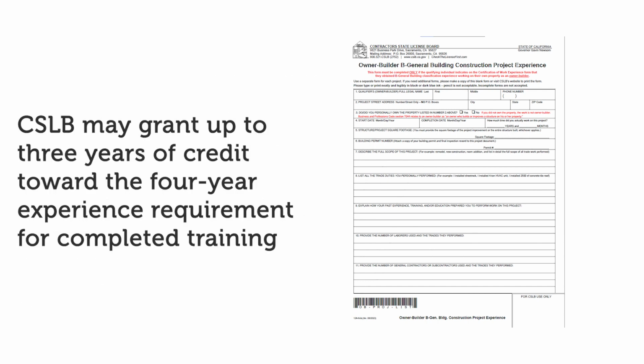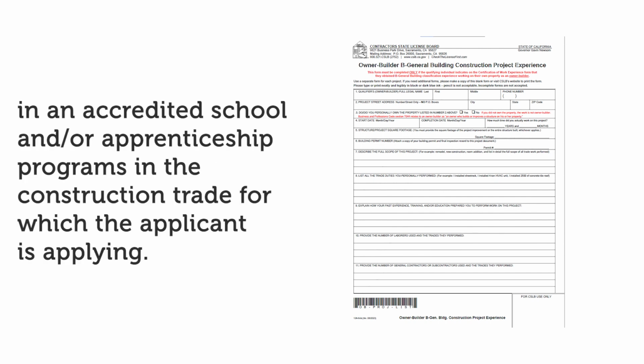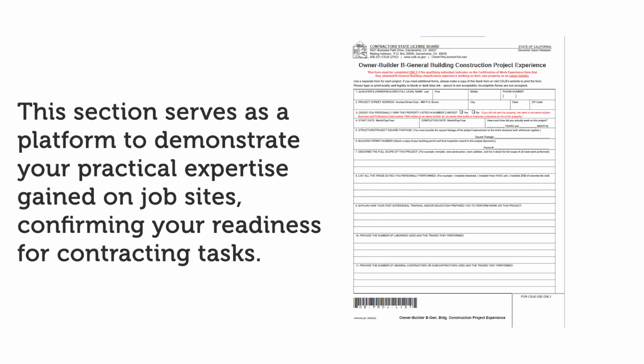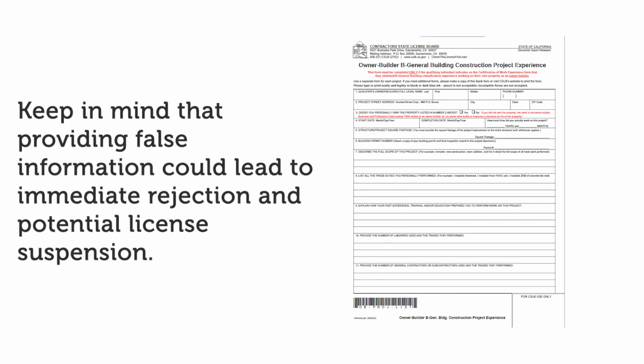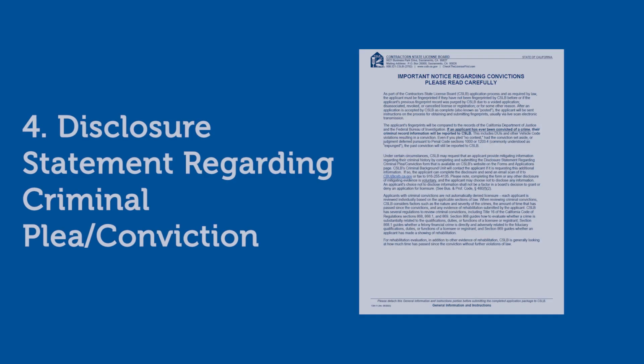CSLB may grant up to 3 years of credit toward the 4-year experience requirement for completed training in an accredited school and/or apprenticeship programs in the construction trade for which the applicant is applying. This section serves as a platform to demonstrate your practical expertise gained on job sites, confirming your readiness for contracting tasks. Keep in mind that providing false information could lead to immediate rejection and potential license suspension.